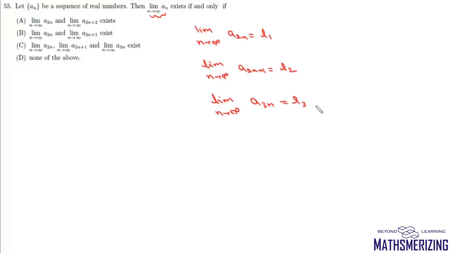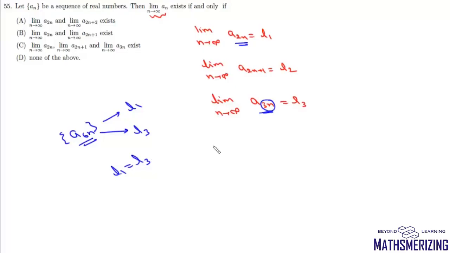and this limit n tends to infinity a_3n, suppose this is L3. Now we consider this sequence, which is a_6n. Then a_6n is a subsequence of a_2n because it is a multiple of 2n. So we know that any subsequence will converge to the same limit. So this subsequence will converge to L1. Now 6n is also a multiple of 3n. So that means this a_6n is again a subsequence of a_3n. So that means it will converge to L3. So from here we can say L1 must be equal to L3.